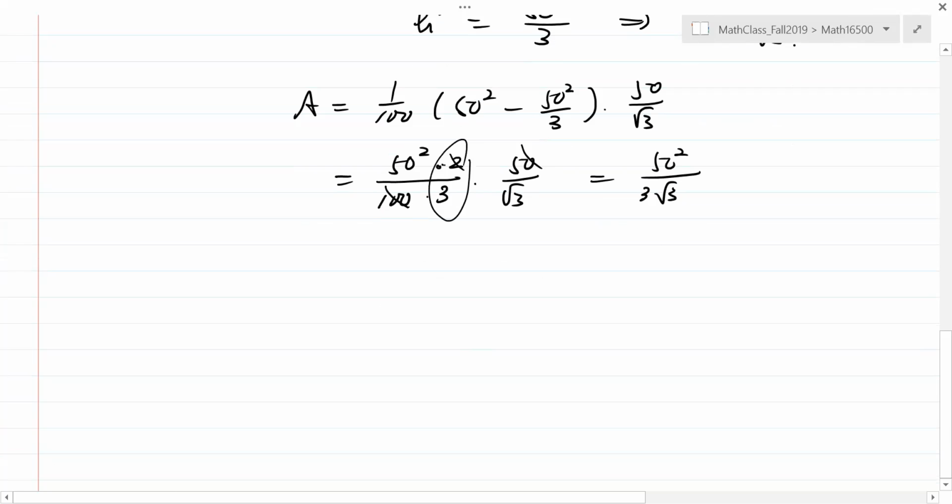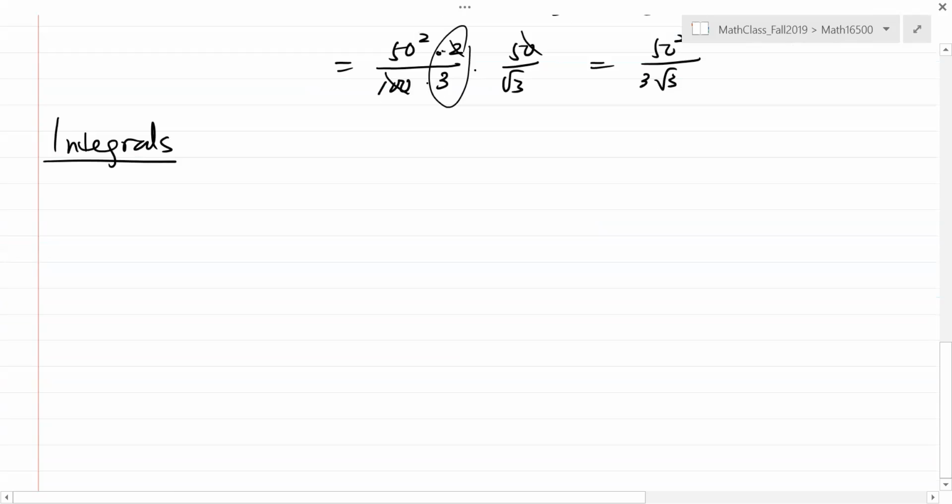Okay, so section 4.1 is the first section we step into: integrals. We're going to study integrals. The motivation to study integrals, at the very beginning, is trying to find the area of a certain region. So first, we'll have to define the region, right?